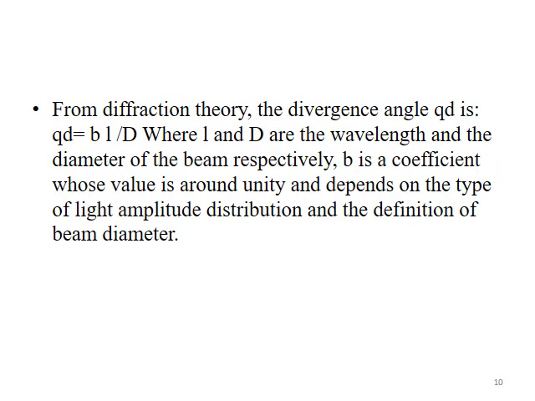From diffraction theory, the divergence angle θd is θd equal to βλ by D, where λ and D are the wavelength and diameter of the beam respectively. β is a coefficient whose value is around unity and depends on the type of light amplitude distribution and the definition of beam diameter.